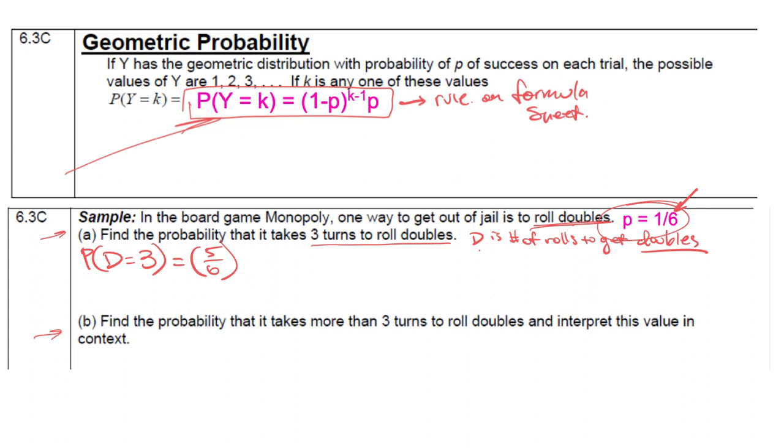And we have k minus 1, so k is 3. So we have 5/6 to the second power, and we multiply that times 1 over 6. That's going to give me 25 over 216, which is about 0.1157.